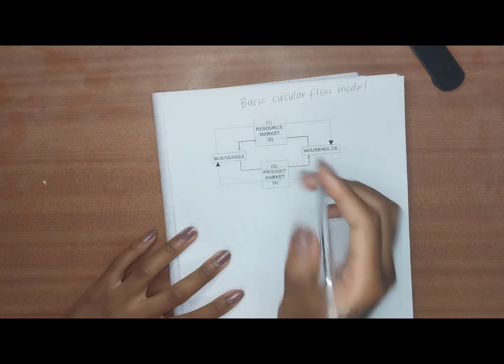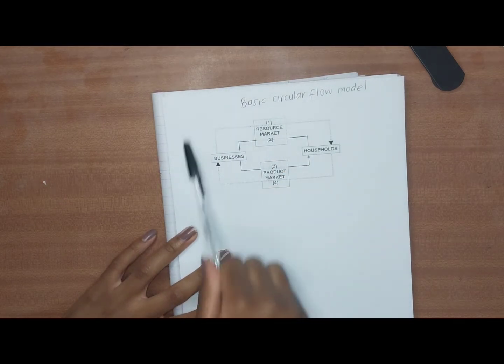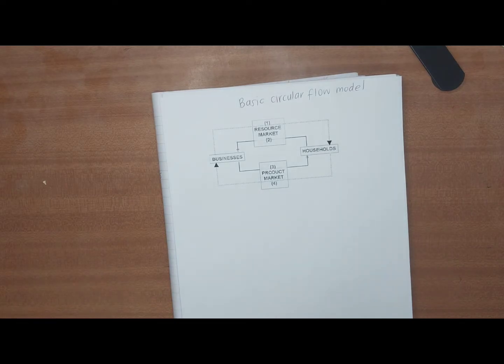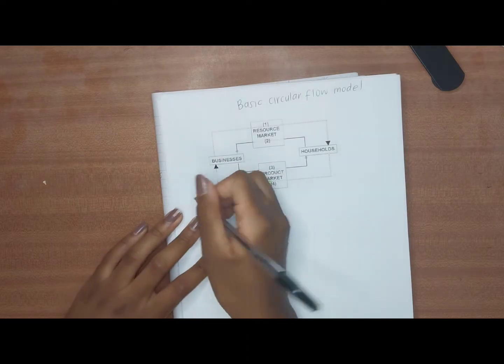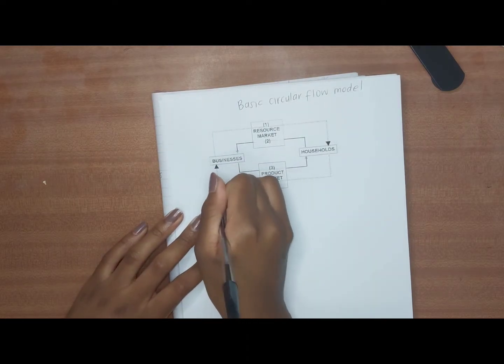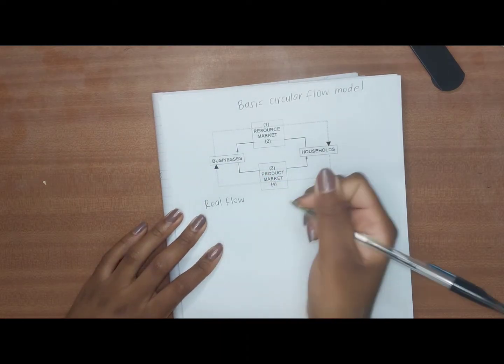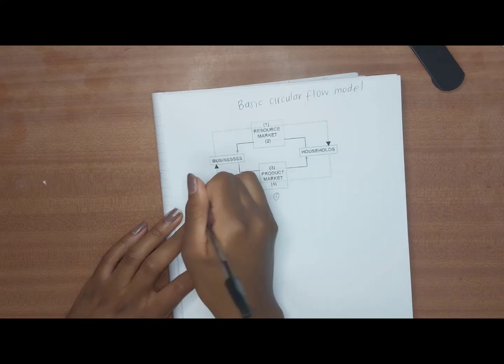The participants that we have are businesses and households in this basic one. In the one that I'm going to do just now, we also have government. And then in an open economy, you'll also have the foreign sector. But in this one, we are looking at a closed economy because there's no foreign sector. So there are no imports and exports, right? So I want you to make a distinction between two flows, right? The real flow and the monetary flow, right? There's the real flow, and then there's the money flow.